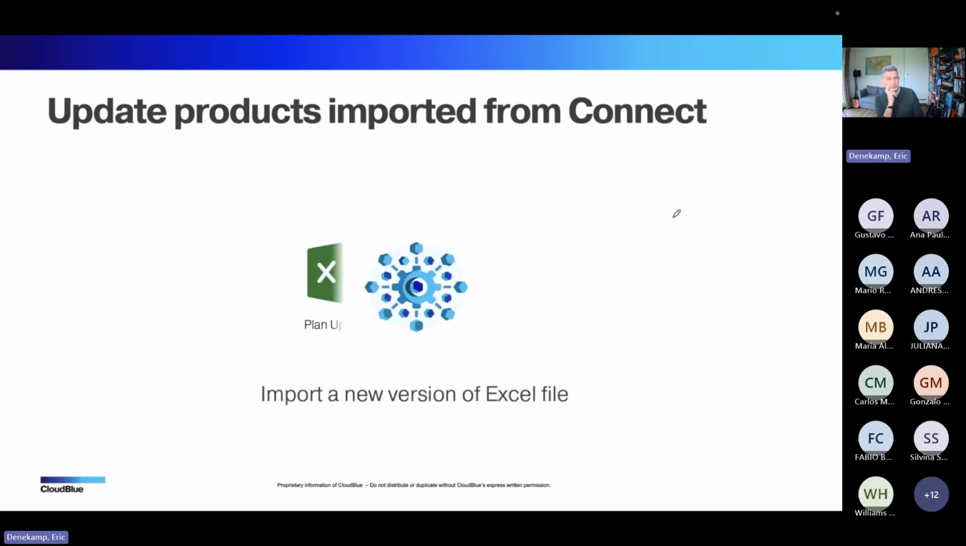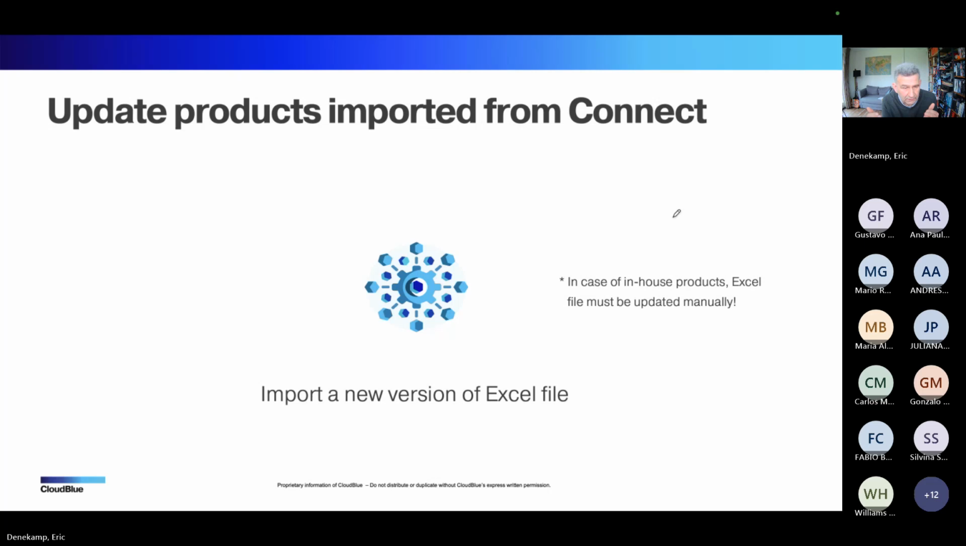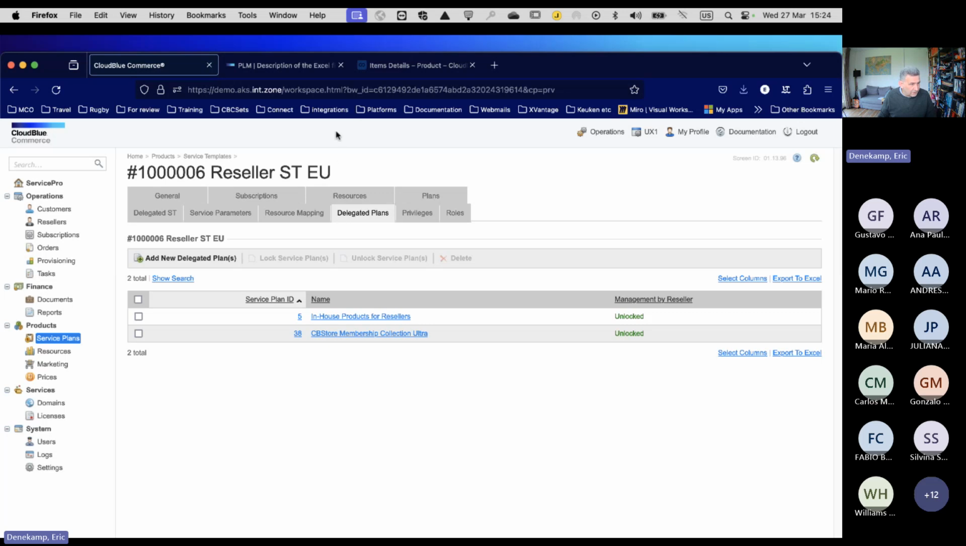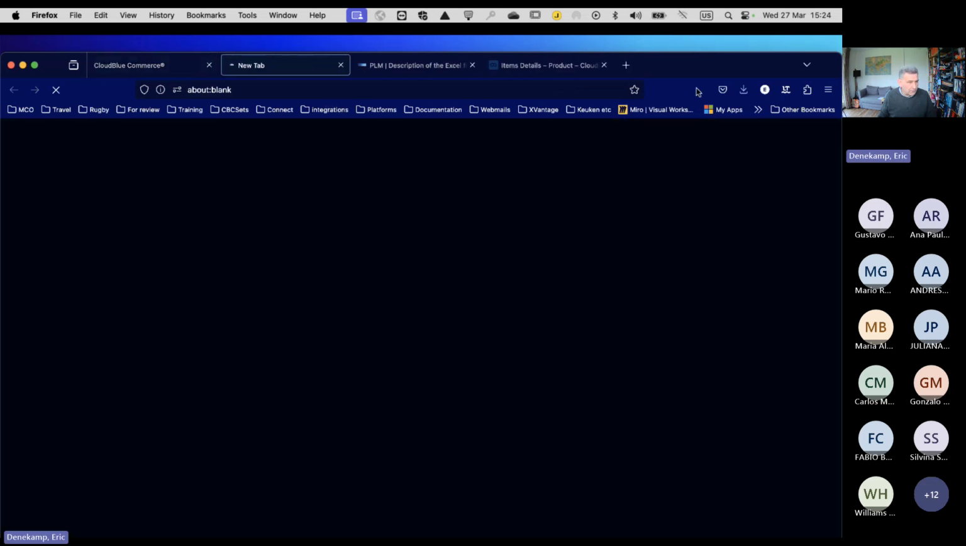Again, with the new version of the Excel file. In case of in-house products, so if you create your own in-house product in PLM itself, not in Connect, you have to create your own Excel file, or at least update that new Excel file. Why do I say update? Because in Product Lifecycle Manager, let me go to UX 1 again.